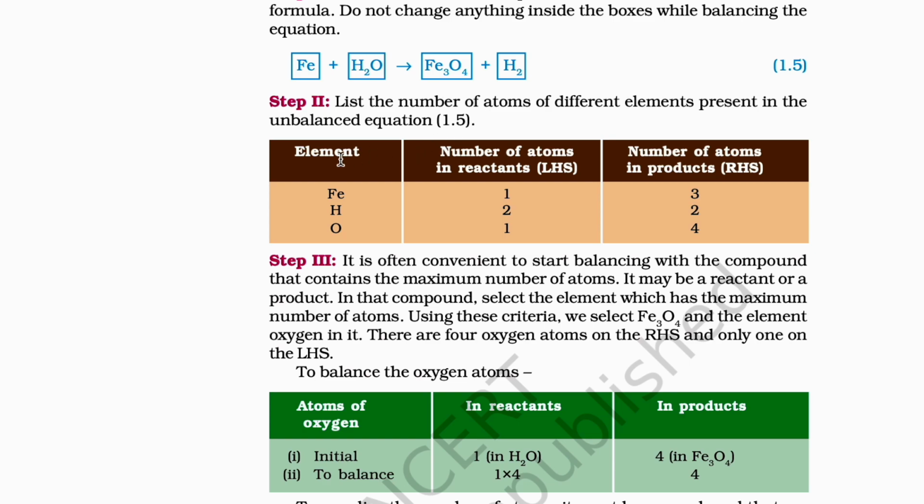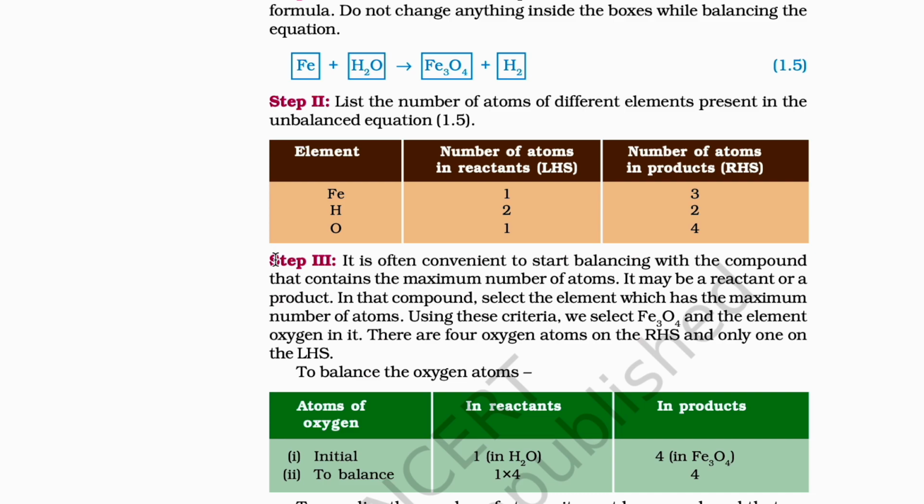1.5. Element Fe. Number of atoms in reactants, left hand side, is 1. Number of atoms in products, right hand side, is 3. Hydrogen. Number of atoms in reactants, left hand side, is 2. Number of atoms in products, right hand side, is 2. Oxygen. Number of atoms in reactants, left hand side, is 1. Number of atoms in products, right hand side, is 4.